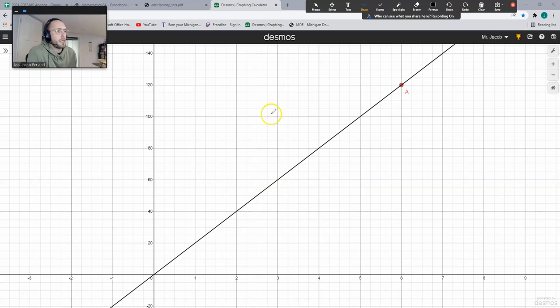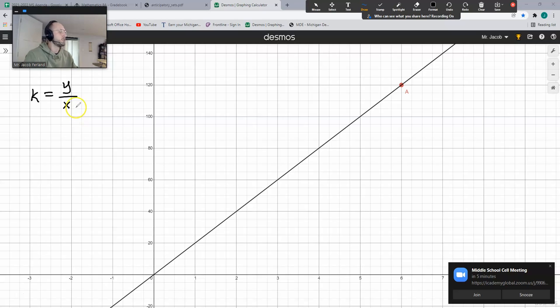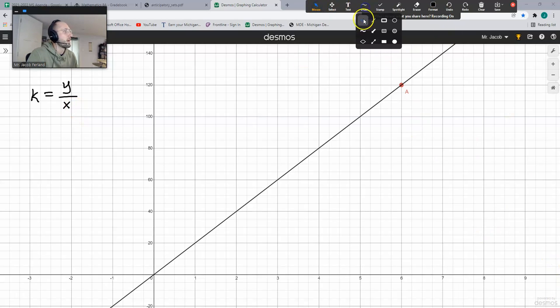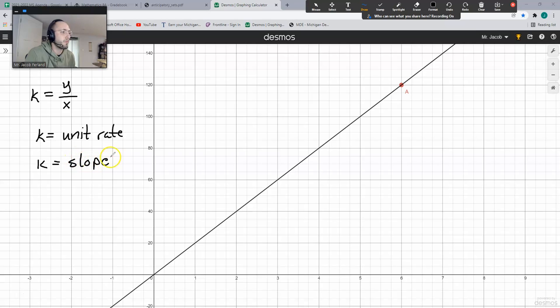So what do we know about the constant of proportionality? Well, we know that it is represented with the letter k, and it is equal to y over x, or the ratio of y to x. And so we can look at this graph and figure that out. We also know that k is equal to the unit rate of the graph. It's the same thing. And also equal to the slope of the graph.